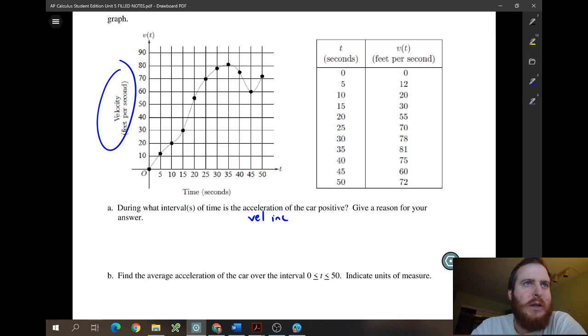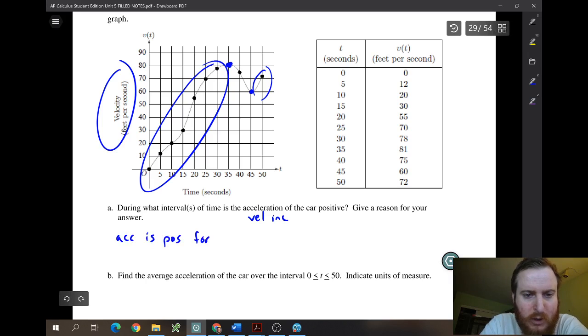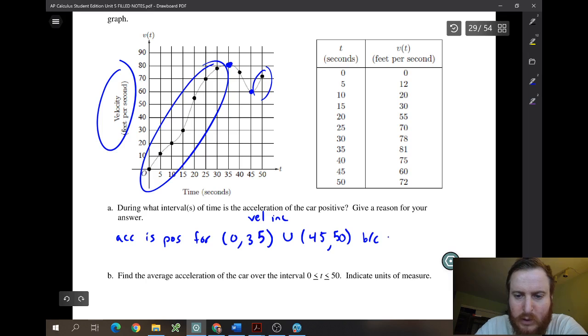So whenever this velocity is increasing. It looks like we're increasing, going up, up, up, all the way until this point up here. And then we start decreasing. But then again, we increase again. So we will say that acceleration is positive for 0 to, it looks like, 35, union from 45 to 50, because the velocity, or you could say v prime of t, is increasing for those intervals.